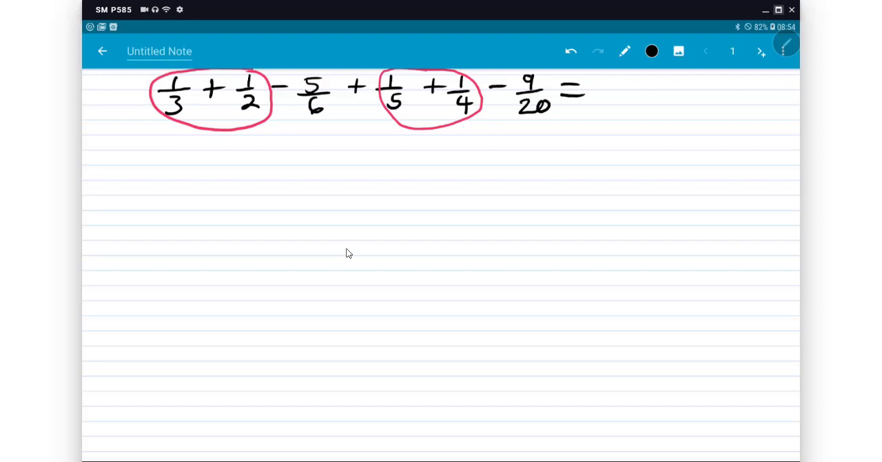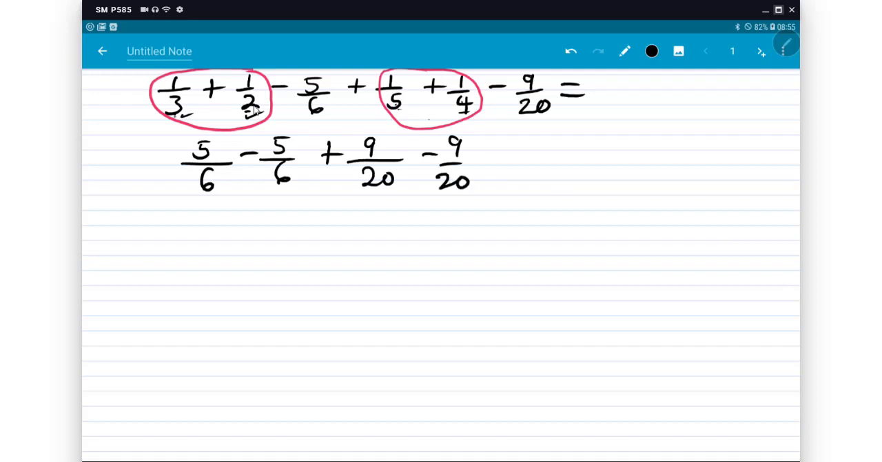Remember, if you have 1 over something plus 1 over something, it is simply the addition of the denominators divided by the multiplication of the denominators. So this 1 over 3 plus 1 over 2 will simply be 3 plus 2, which will be 5, over 3 times 2, which will be 6. That's all. Then minus 5 over 6 plus, also here we will have 5 plus 4, which will be 9, over 5 times 4, which will be 20.